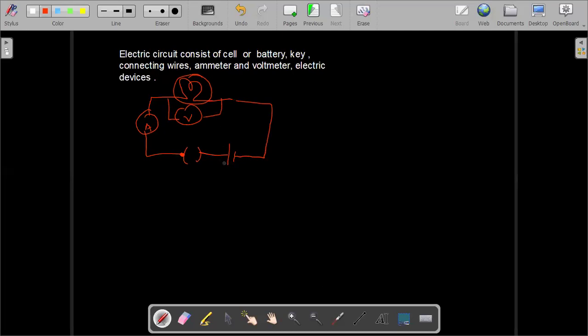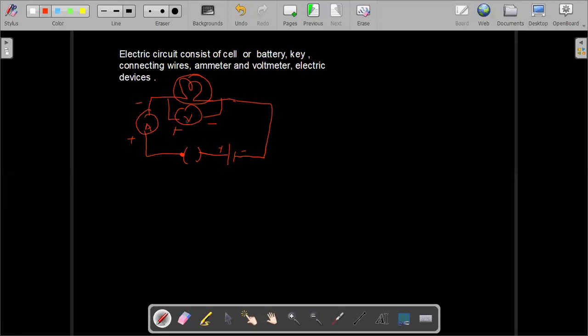Here the longer vertical line shows the positive terminal, the smaller line shows the negative terminal. Similarly, the ammeter also has two terminals, positive and negative. The voltmeter also has positive and negative terminals. Got it? So this is a simple circuit consisting of different components.